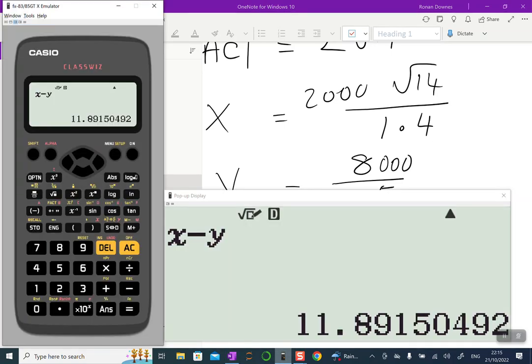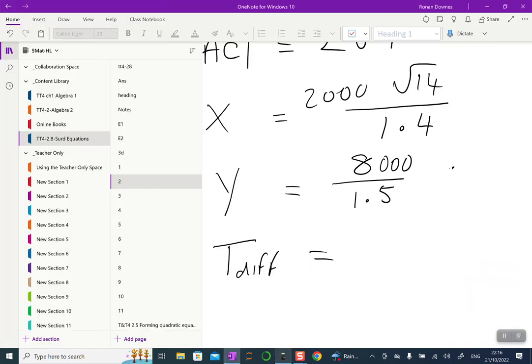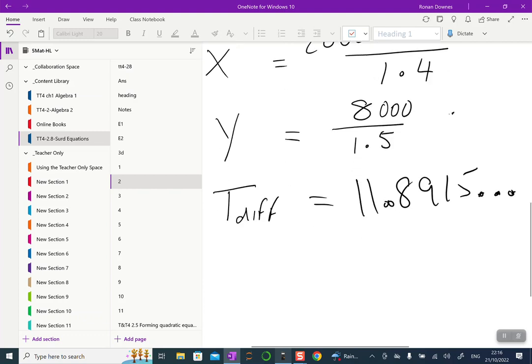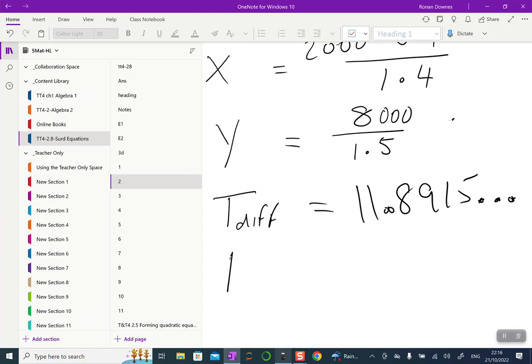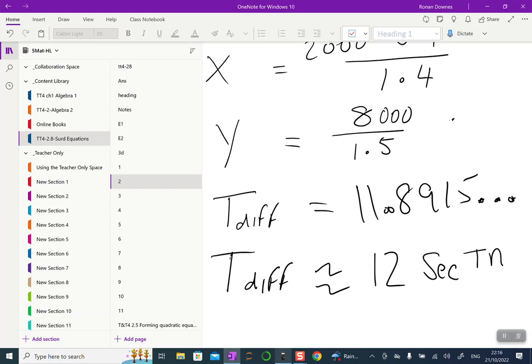And just to show them we've had that number 11.89. So this is why I went to write it. 11.8915. Just put a little bit into your short-term memory to write down and just say this is not rounded, it's just going on like this. And then say that that is, according to their instructions to give it, that is approximately equal to 12 seconds. And you can explain that that is to the nearest integer.